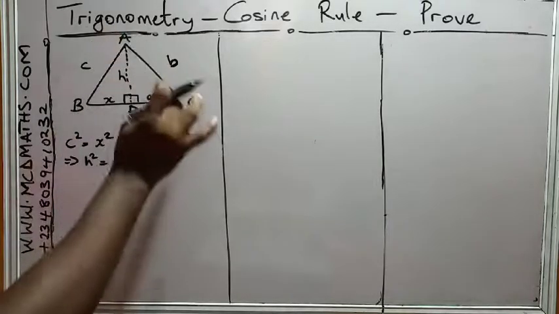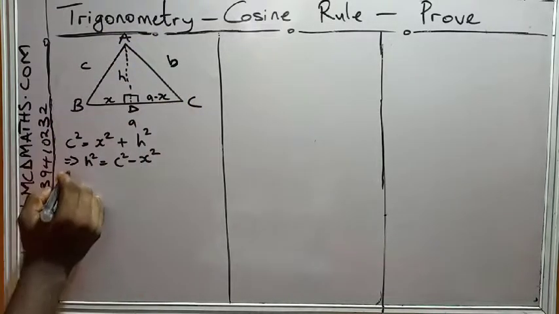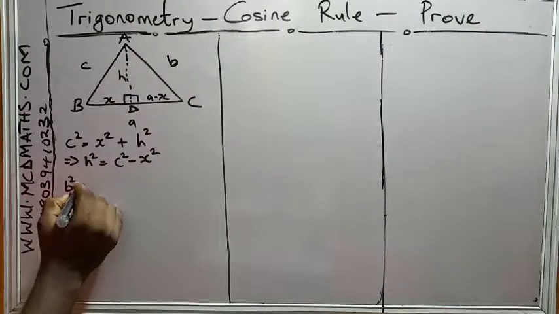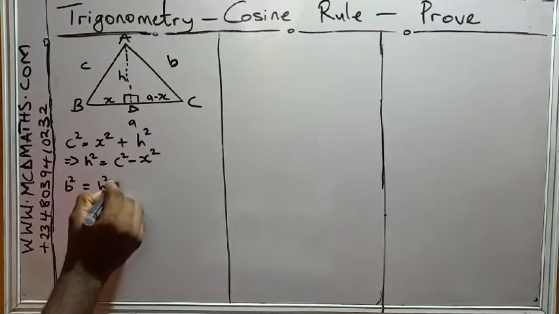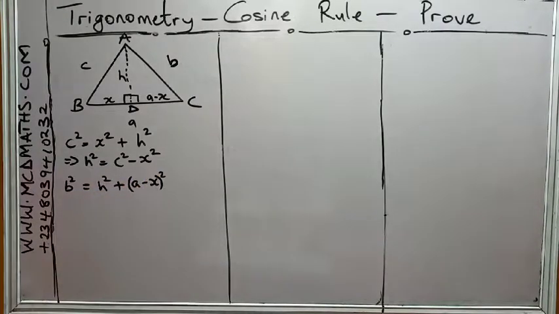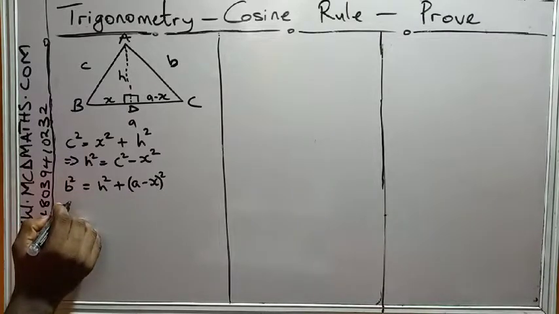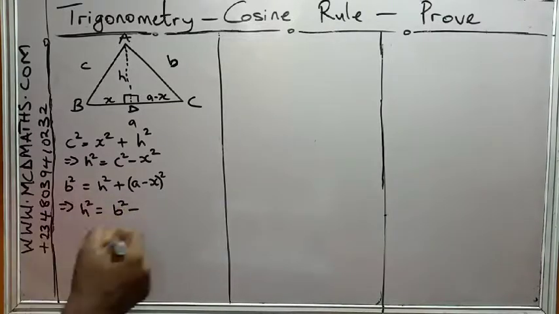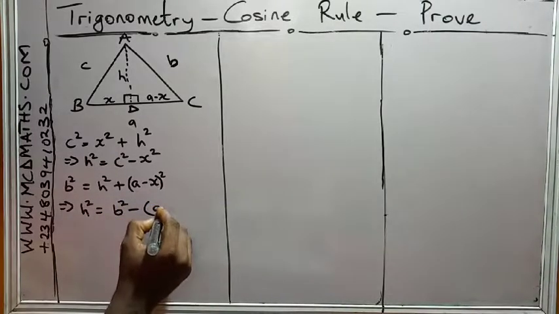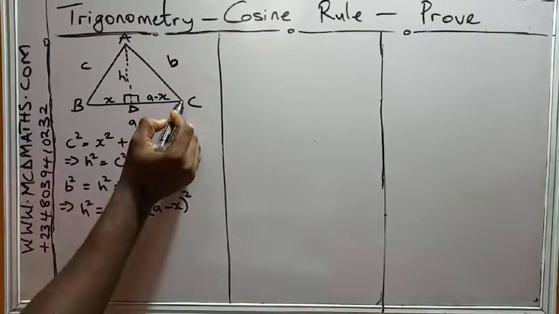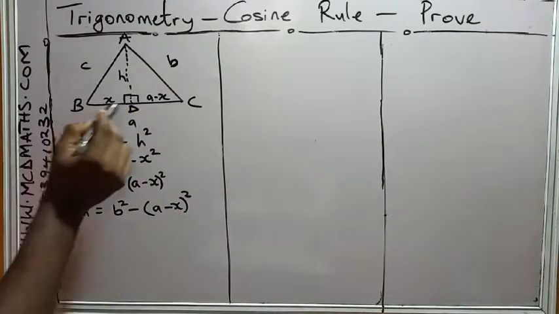So let's try it in the other triangle. b squared is equal to h squared plus (a minus x) all squared. Now h squared here implies that h squared will give us b squared, rearranging the formula, minus (a minus x) all squared. Now from here to here is a minus x. You understand why from here to here is x.